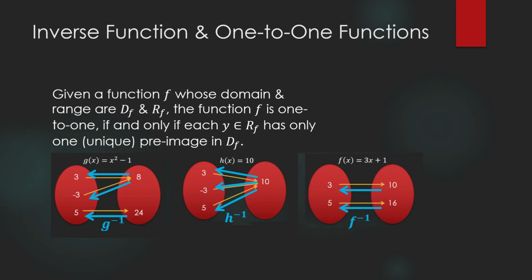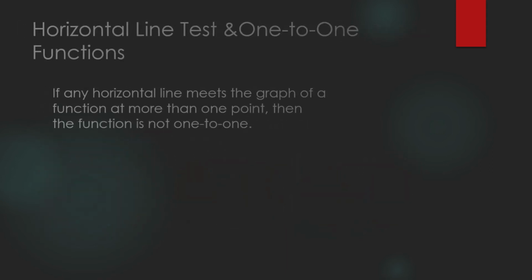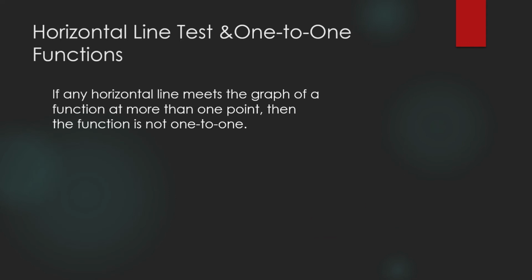This one, however, is a one-to-one function because the elements of the range of the function f, each of them has only one and only one pre-image. The pre-image of 10 is 3, the pre-image of 16 is 5. F here is a one-to-one function. How can you tell if a function is one-to-one based on the graph of your function in the xy plane? If any horizontal line meets the graph of a function at more than one point, then the function is not one-to-one.